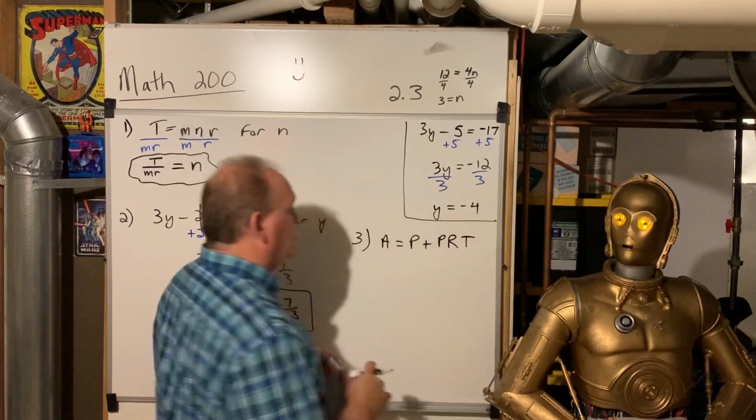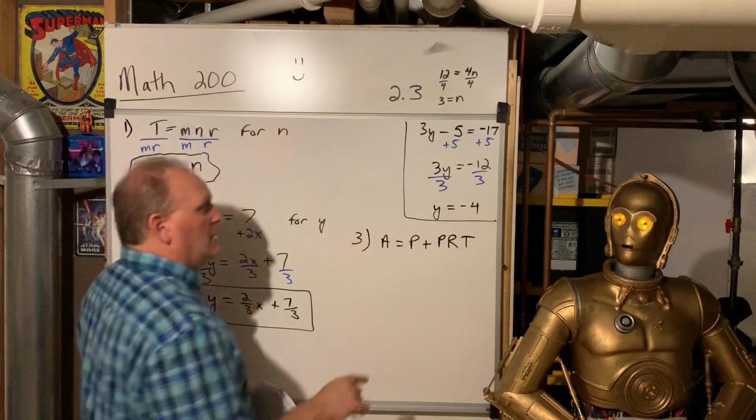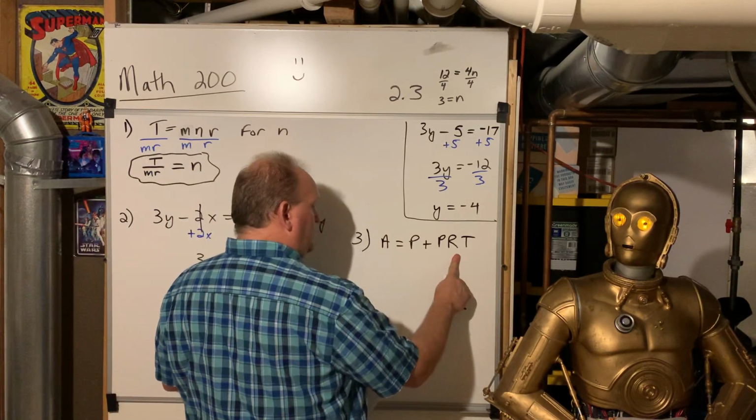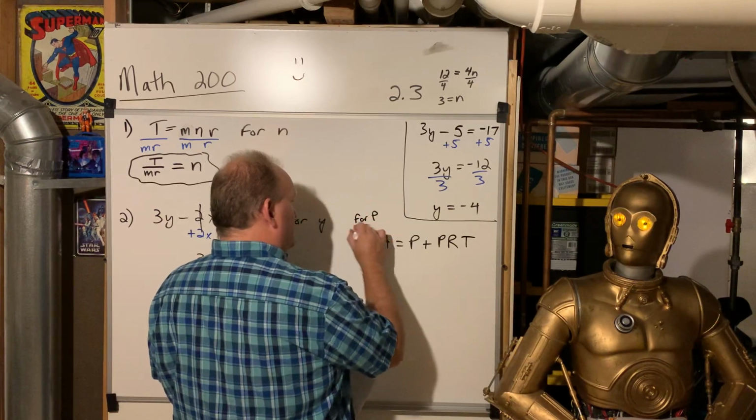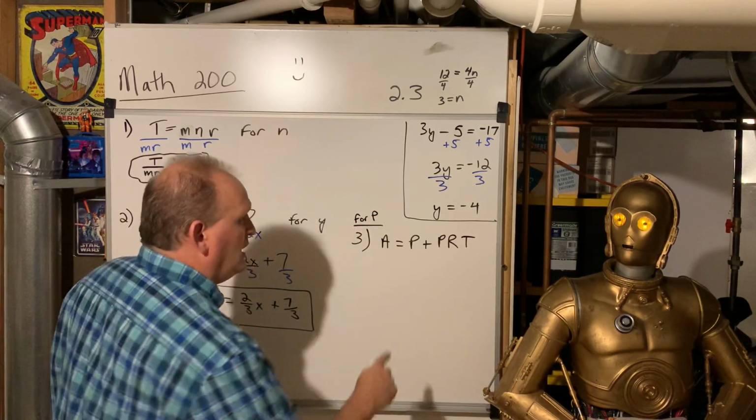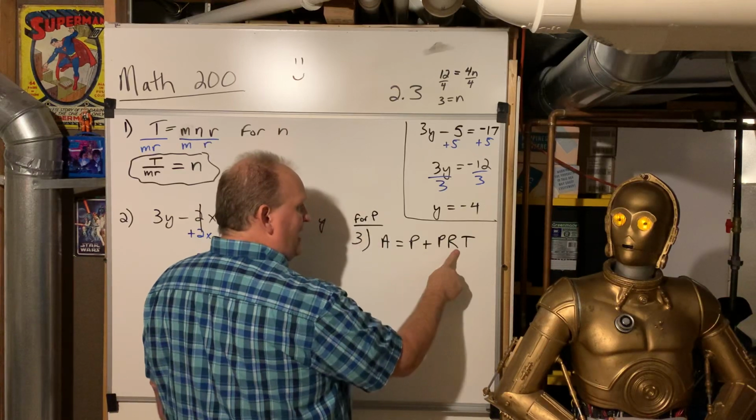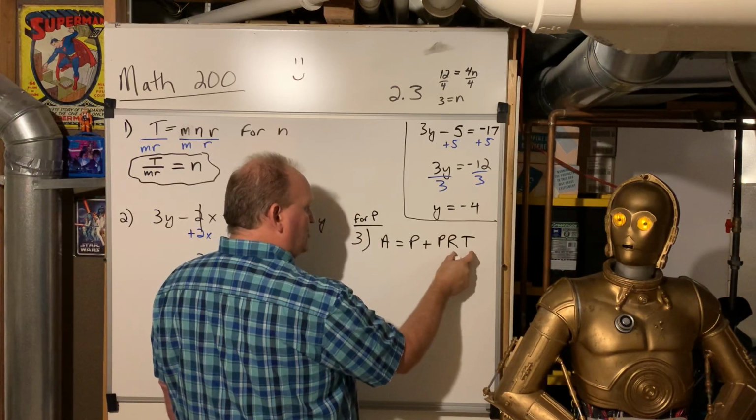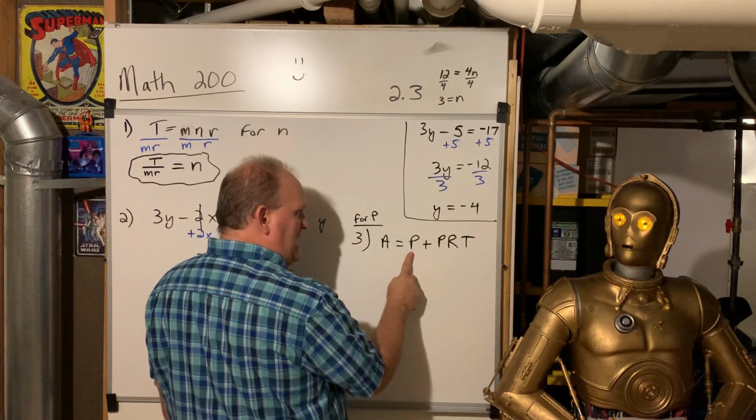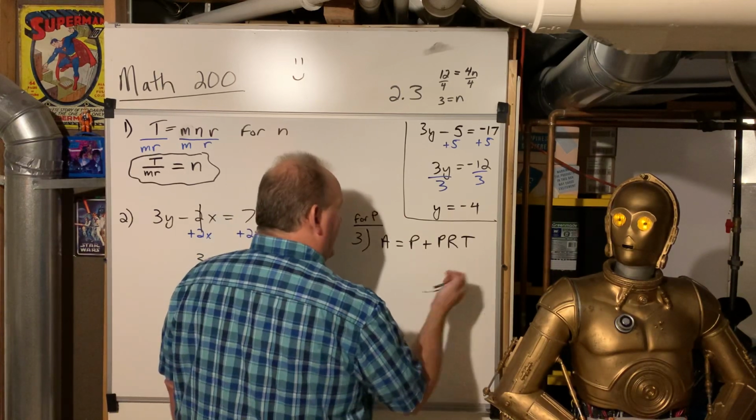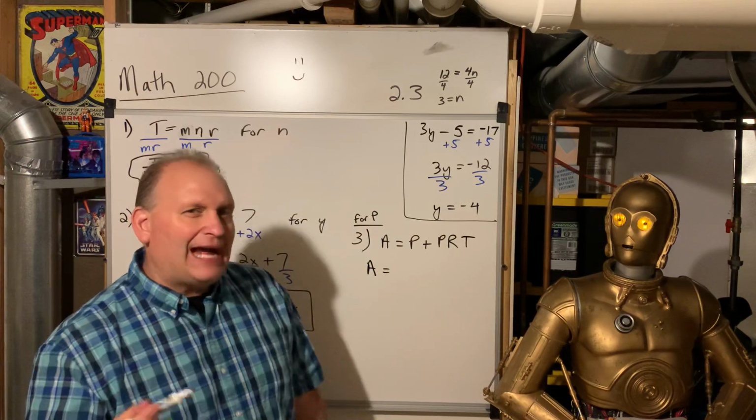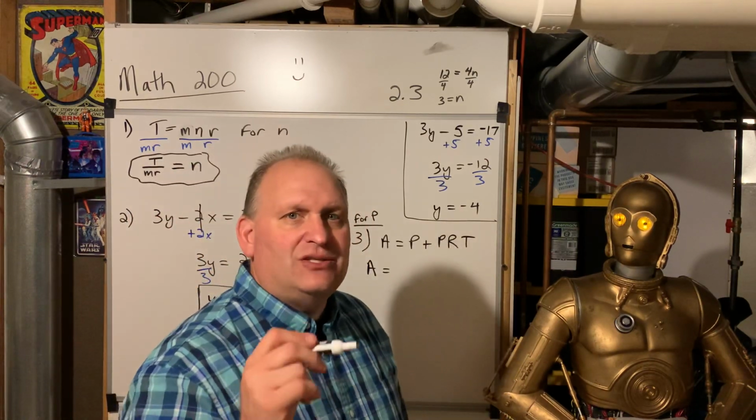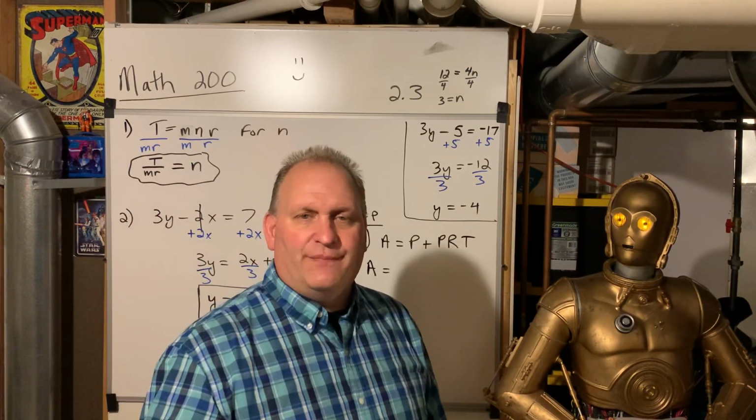P-R-T. Okay, so they want us to solve for P. There's a problem. I can't add those two together. That has an RT on it, so it's unlike terms with that one, which just has a P. So what I have to do is factor out a P. Remember what factoring is. Factoring is doing the distributive property, but in reverse.